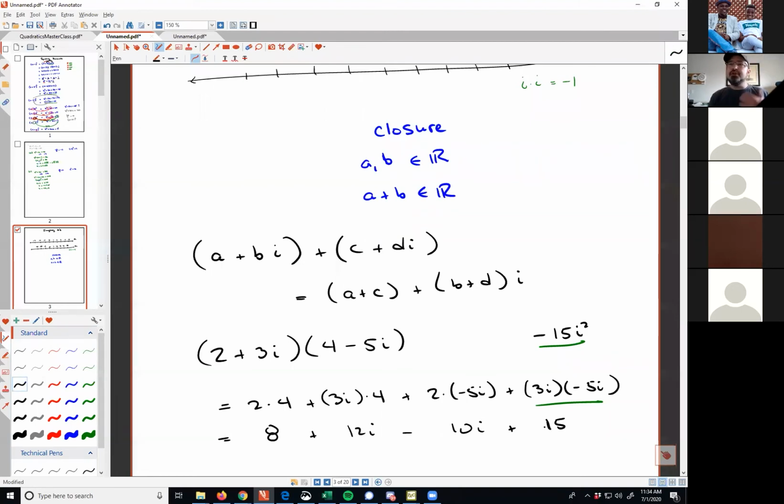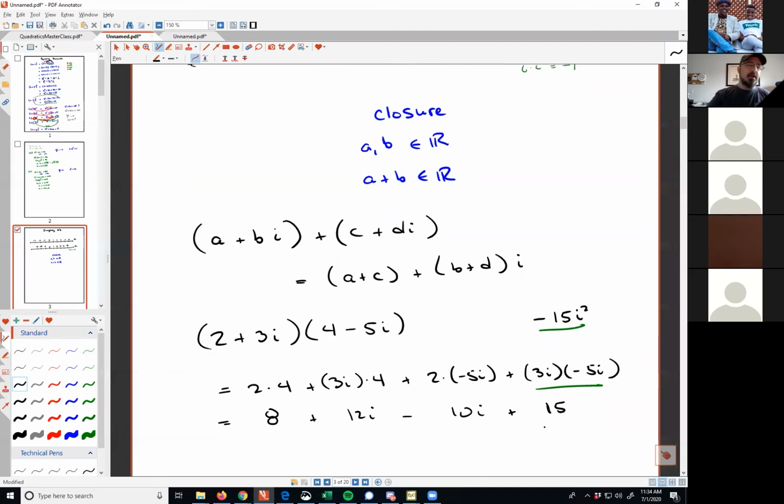And so 2 of the 4 terms turn out to be real numbers. 2 of the 4 turn out to be imaginary numbers. And now we can group like terms.